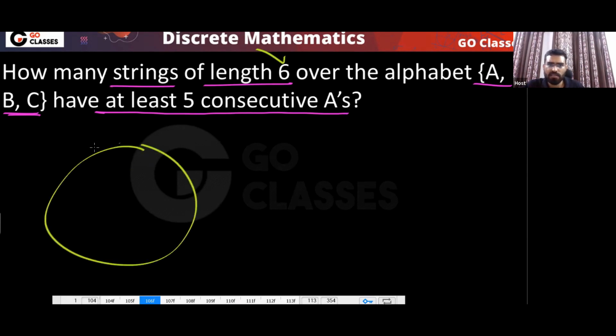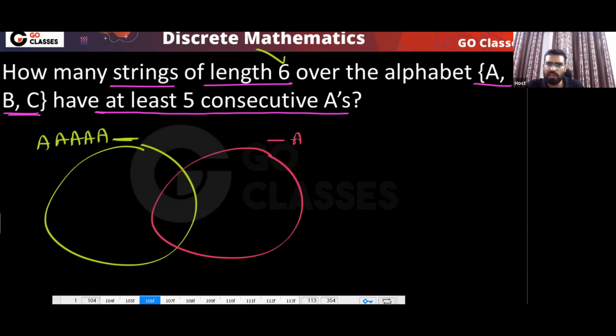So you can do it like this. Either this will happen or this will happen, because you want 5 consecutive A's. Is anything else possible? No, nothing else is possible. So are they exhaustive? Are they covering all the possibilities? Yes, they are covering all the possibilities.